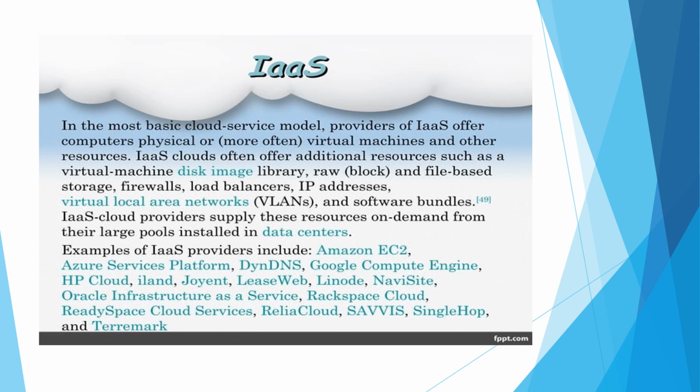In this model, clouds often offer additional resources such as virtual machines, disk image library, raw block and file-based storage, firewall, load balancer, and IP addresses. Virtual local area networks and software bundles are provided by the infrastructure as a service cloud provider, who supplies the resources on demand from a large pool installed in data centers. Examples of infrastructure as a service: Amazon EC2, Google Compute Engine, HP Cloud, and so on. So it's one of the infrastructure as a service.